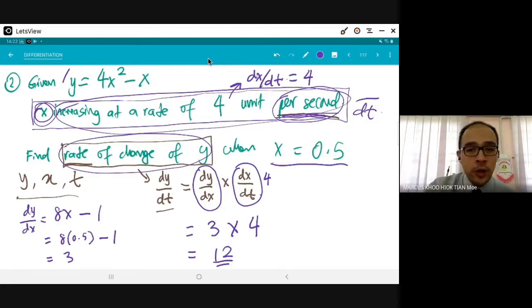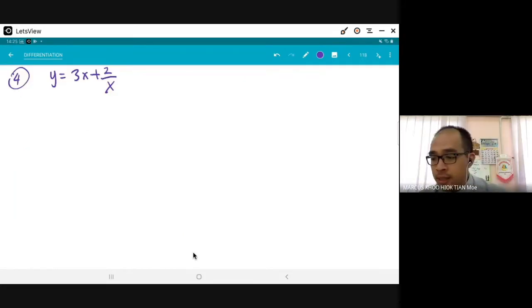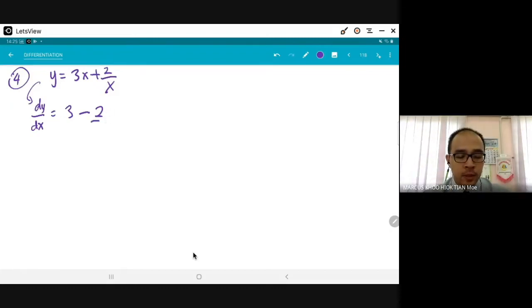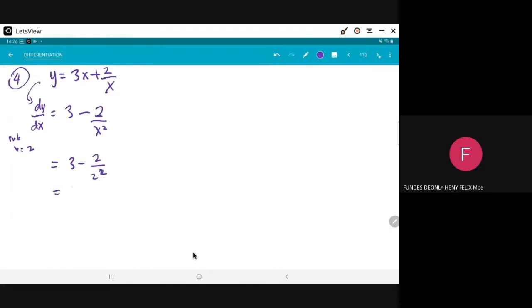If you have done number 4, go ahead and do number 3. Tell me, what is the differentiation first? Let's check for everybody. When we differentiate, what do we get? 3 minus 2 over x squared. Then what do you have to substitute? x equals 2. So what do you get? 3 minus 2 over 2 squared. The answer? 5 over 2.